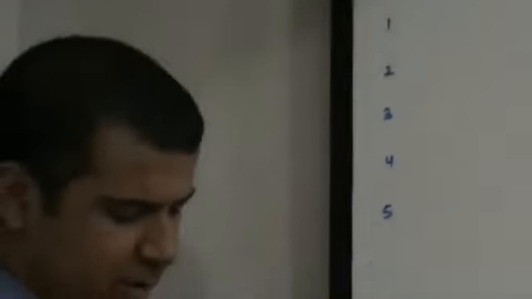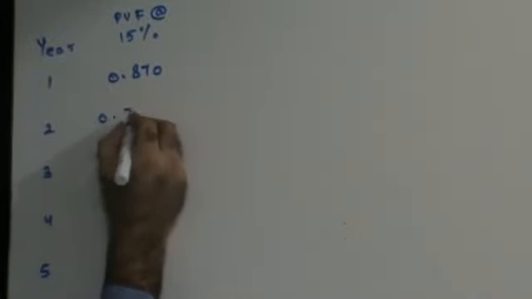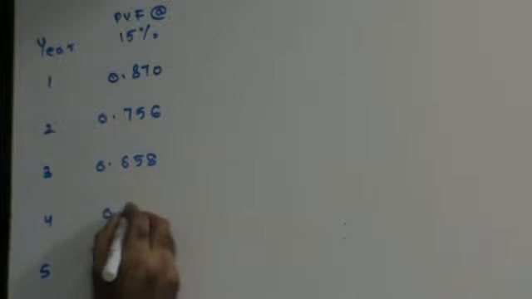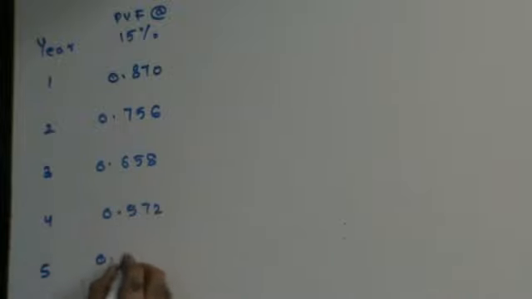Now if you open your book, at the end of the book there is something called Table A. In Table A you will see percentages given along the x-axis. There you have to see 15% and see its values from 1 to 5 years. When you see those values, you will get 0.870, 0.756, 0.658, 0.572 and 0.497. These are the present value factors at 15%.